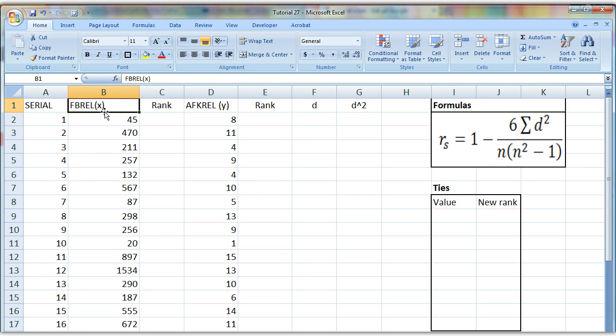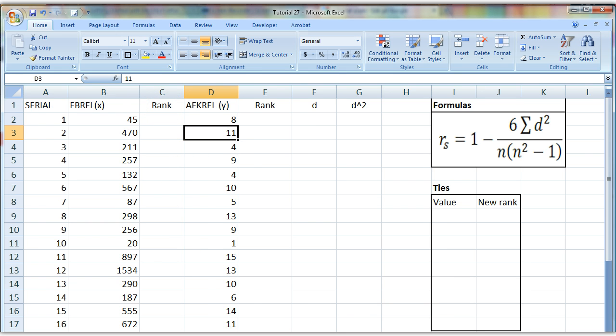This is the number of Facebook friends a person has, and this is the number of AFK, which means away from keyboard, i.e., IRL, some people would say, friends that you have. Now my theory here would be that if you have a lot of Facebook friends, you tend to have a lot of AFK friends as well. How do we measure this?